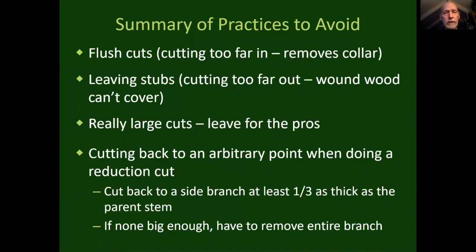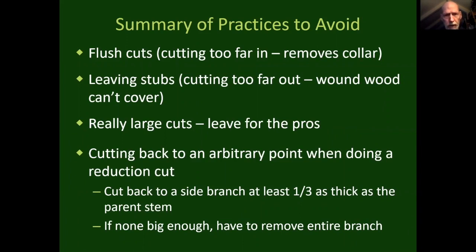So here's a summary of the things not to do. Don't make flush cuts. When you're removing a branch from the side of the tree, don't cut it straight down. Cut it outside the branch bark collar. Don't cut too far out and leave stubs. If you're working with a big mature tree that's in your yard, for instance, and it has a lower branch that you want to remove, you might think about having a pro do it. Big branches can be challenging to take off.